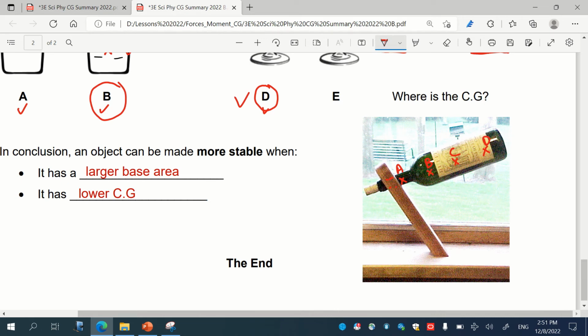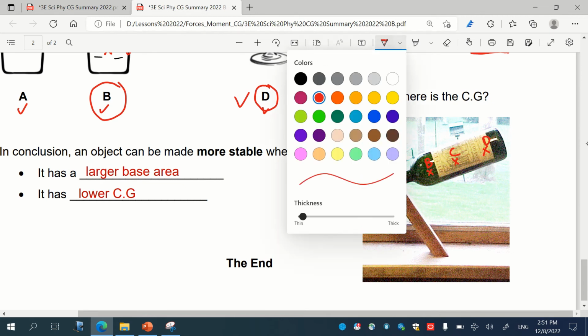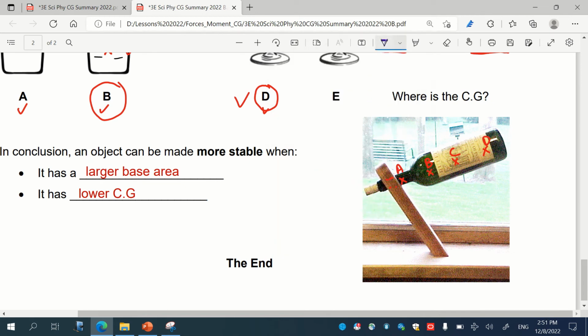Okay, and we are talking about the CG of the wine bottle, so A, B, C, D have to be on the wine bottle. All right, so make a guess, what would the answer be? The answer would be the CG will be at B. Yes, at B. How do I know?